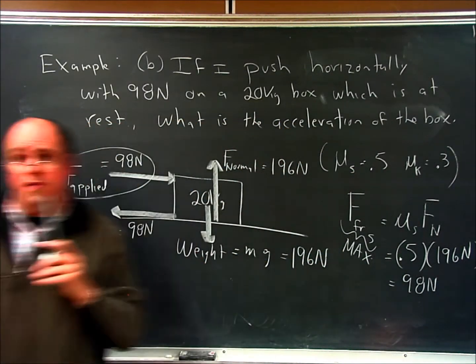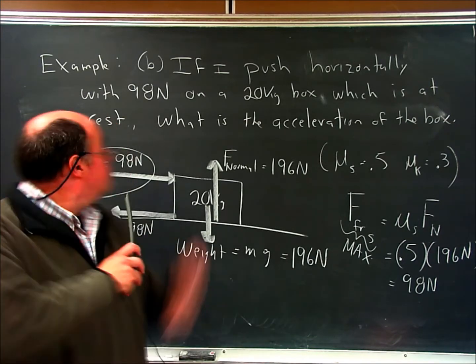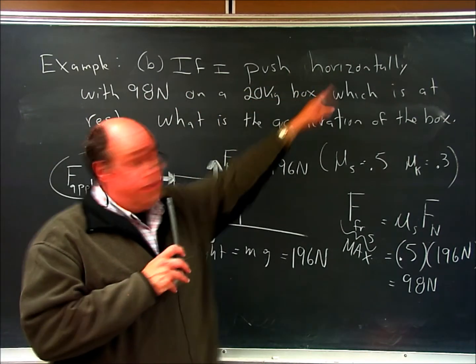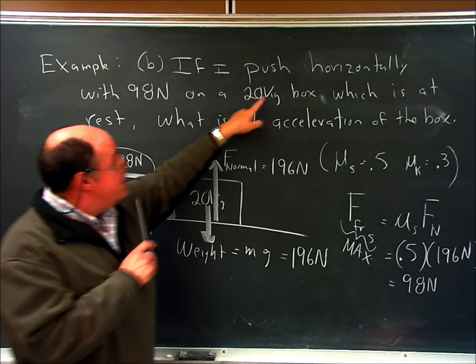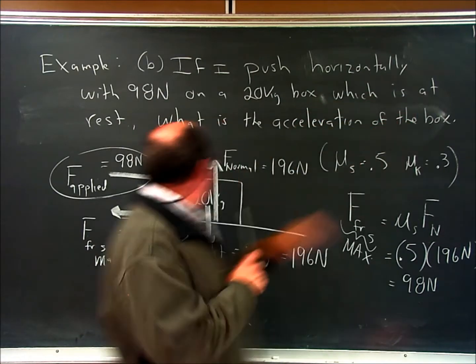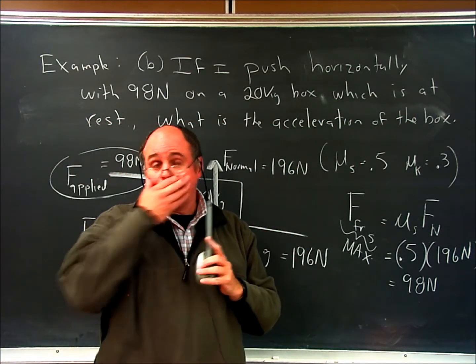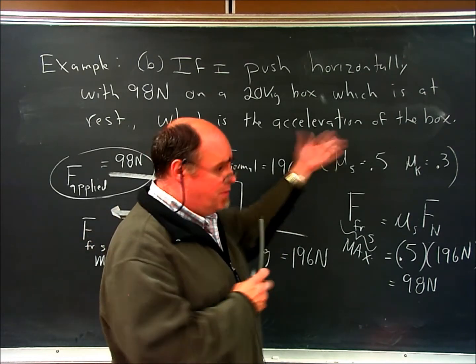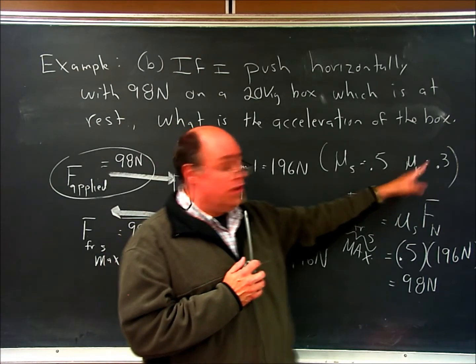So here's my part B, and it's a little bit tricky. What it says is, if I push horizontally with 98 newtons of applied force on a 20 kilogram box, which is at rest, what's the acceleration of the box? It's the same box as before, because it's just a part B. So we have the mu sub s is still 0.5, and the mu sub k is still 0.3.